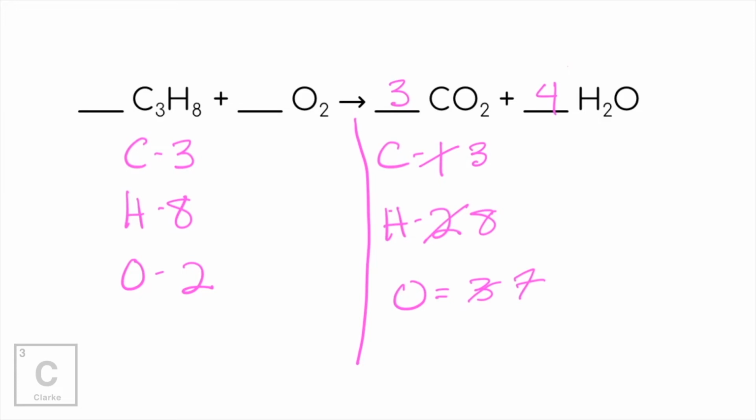Let's recount. So we've got 3 times 2 is 6, plus 4 times 1 is 4. 6 plus 4, 10. And if we go to the other side, we've already got 2. So what times 2 equals 10? So we can just put that 5 there to get our 10.